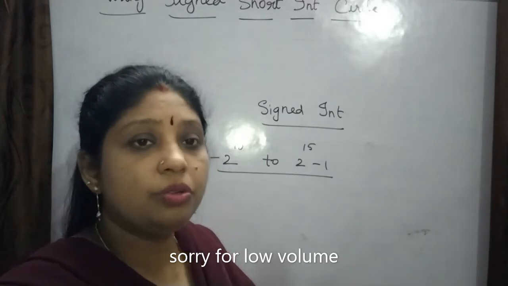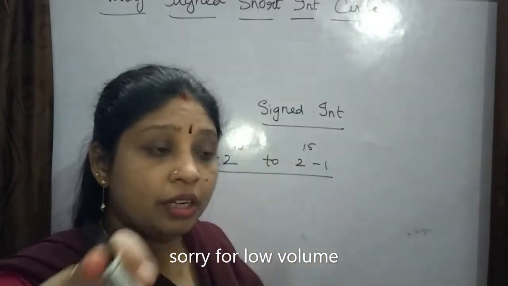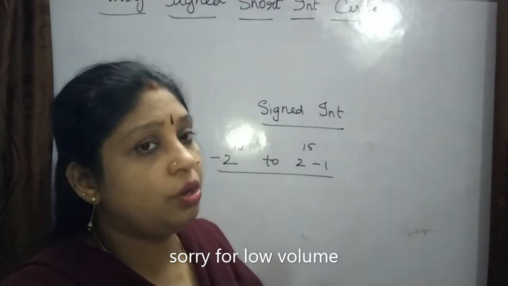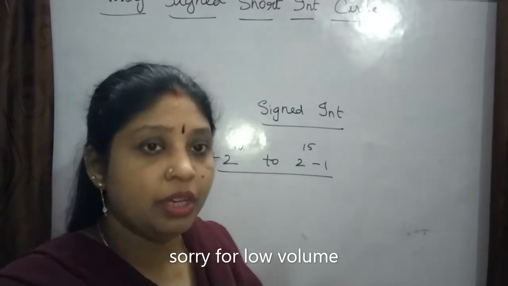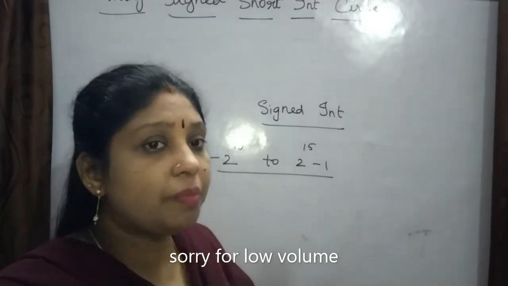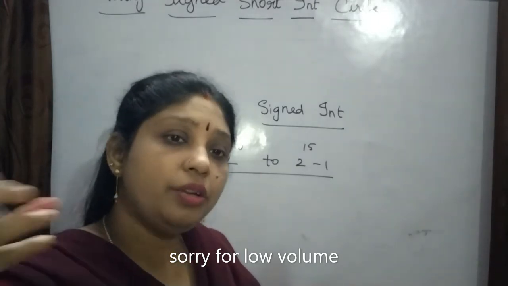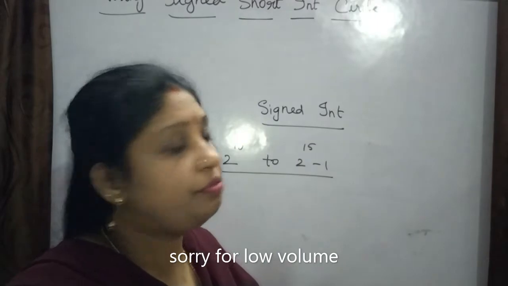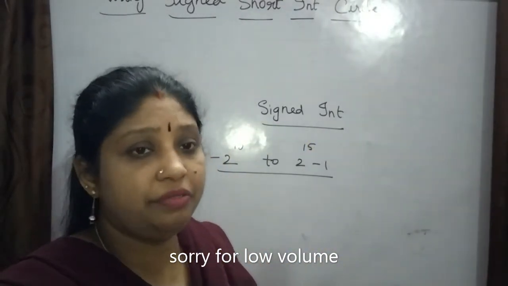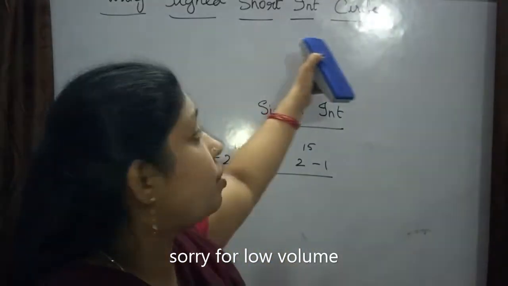Today I am going to discuss how this range of values is displayed or kept in the form of a circle, how the values are retrieved from that circle, and how the values are assigned to that particular variable if you assign this signed. All those things we will be learning from the circle now, the signed short int circle.